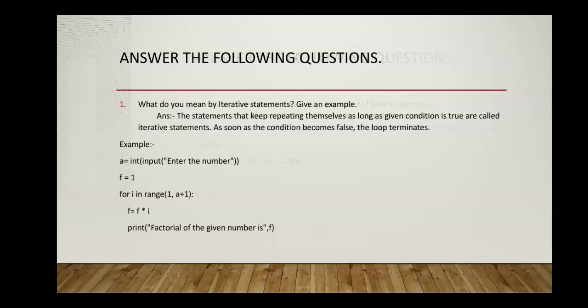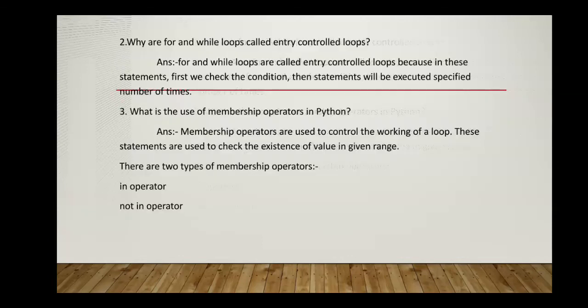The example is given below. You can see this is the program for factorial of the given number. For I in range A, comma A plus 1. So the value will lie between 1 to A, the value you will enter for the A. And then after it will multiply F into I, and then after print the output.